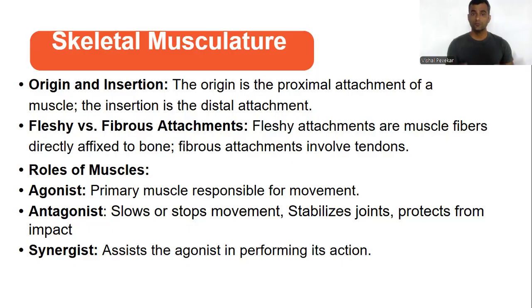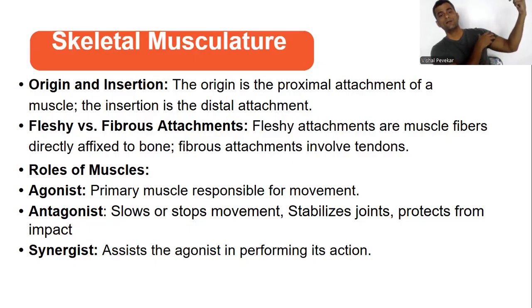Muscles can also be categorized as fleshy and fibrous. Fleshy attachments are those muscle fibers which attach directly to the bone, like your pectorals. For the bicep, what you see here is my muscle, and something that I can hold on to is more fibrous and more like a tendon. So the bicep muscle will actually attach to the bone through a tendon, and that's why this can be called a fibrous attachment.